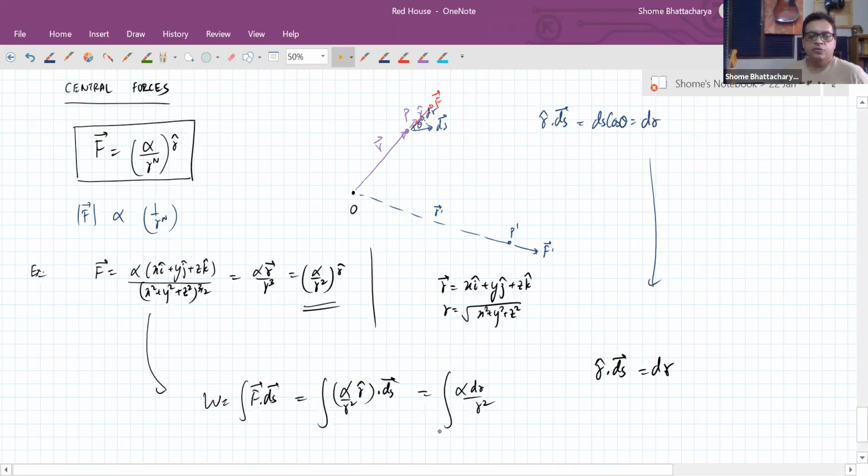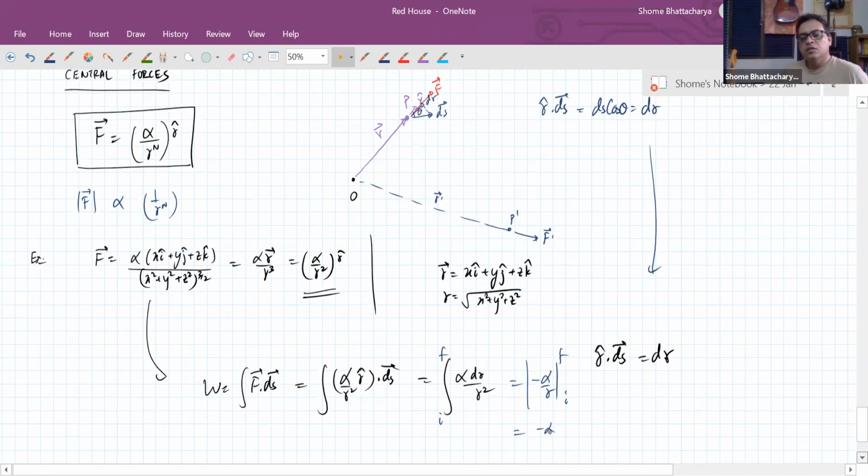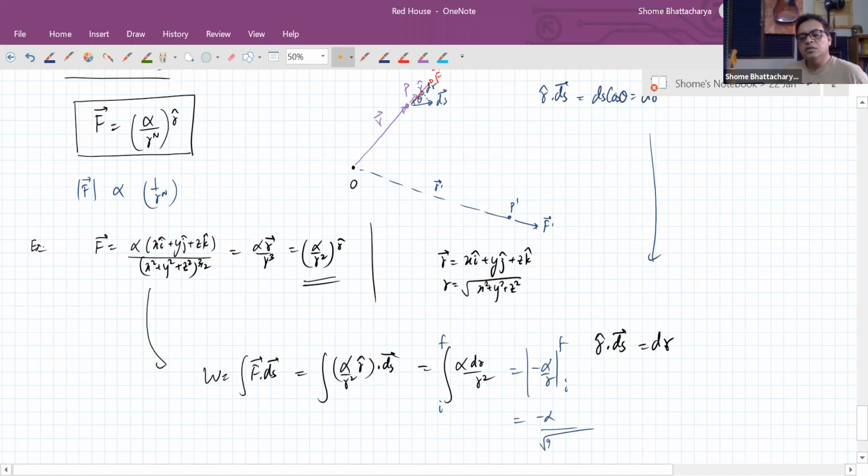So next step, from whatever initial to final, this just becomes minus alpha by r from initial to final, and then you just go back to that. Now this is minus alpha upon r, which is nothing but root of x square plus y square plus z square. So we could have avoided some work if we had used this. This would have become our expression for work directly. Okay, and then delta u is negative of work and all that.